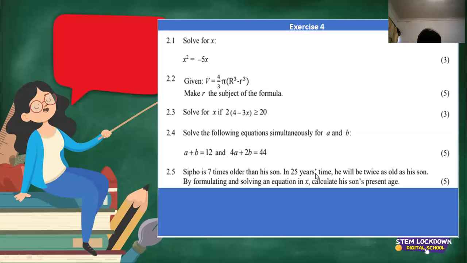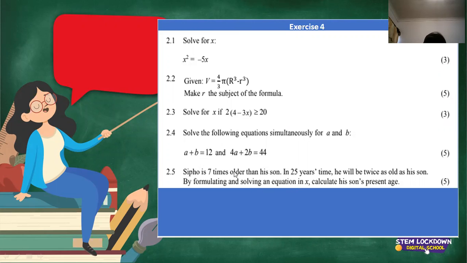For us to equate, we say 2 times the age of the son must be equal to Sipho's age. And don't forget the age of the son is x plus 25. So 2 times x plus 25 must be equal to 7x plus 25. When you do that, 2 times x gives 2x, 2 times 25 gives 50. So 2x plus 50 equals 7x plus 25.